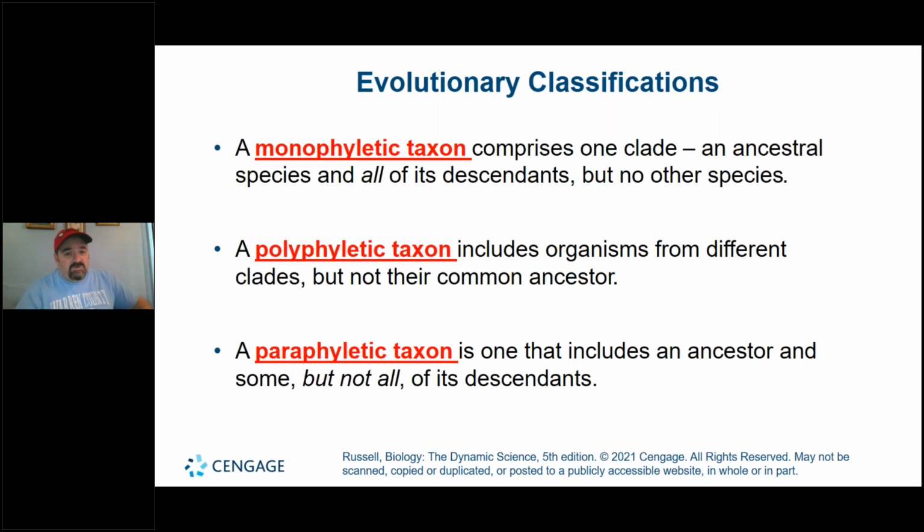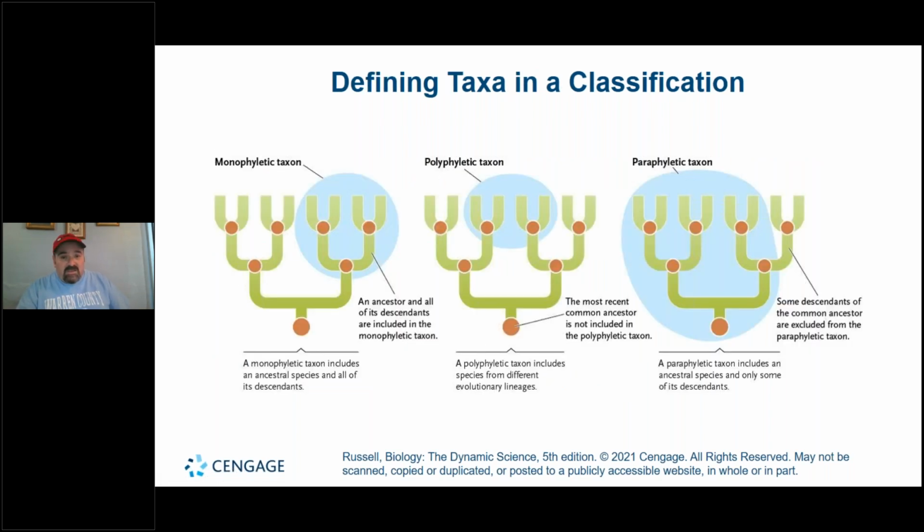And these are terms also that you need to hear as far as evolutionary classifications. You'll need to know these terms, right? Monophyletic, polyphyletic, and paraphyletic. Now, you can read the definitions, but this is a nice image that we'll share with you as far as seeing, okay, a monophyletic taxon includes an ancestral species and all of its descendants. So here's the ancestral, and these are the species and all of the descendants.